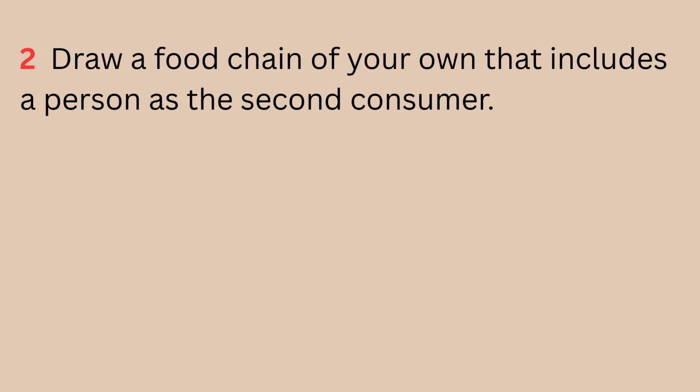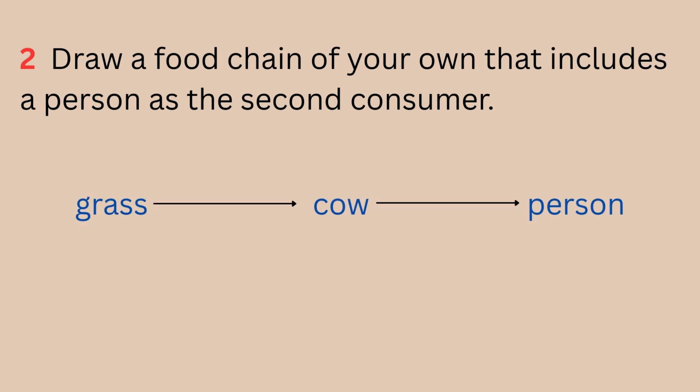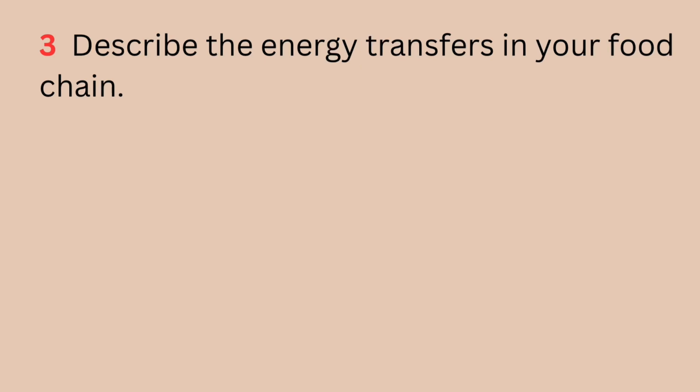Question number 2. Draw a food chain of your own that includes a person as the second consumer. So you have to draw the food chain including yourself. We start thinking about the producer first. What will be the producer? So here I will put the grass. Who will eat the grass? Cow. And who will eat the cow? Me. Person.